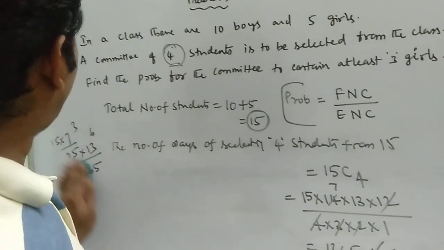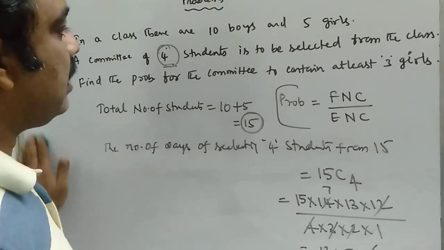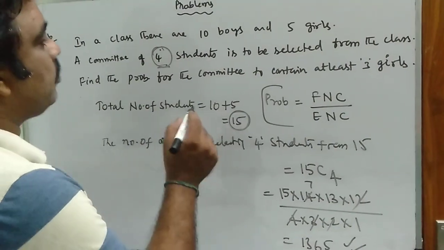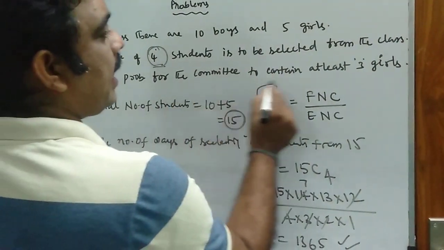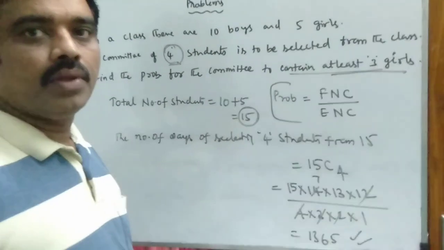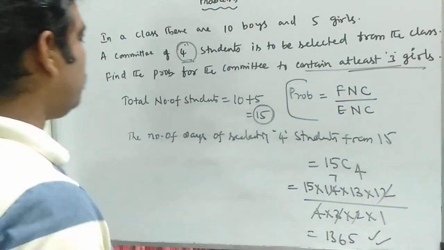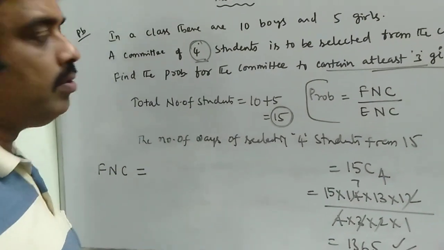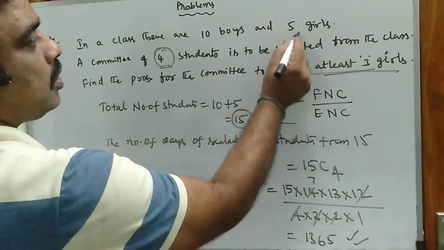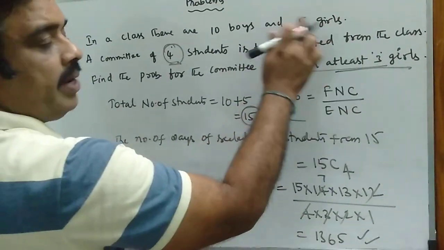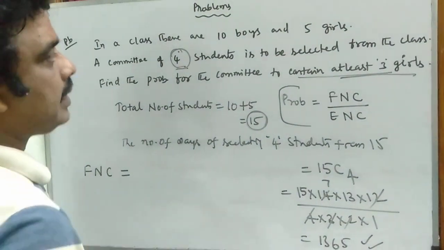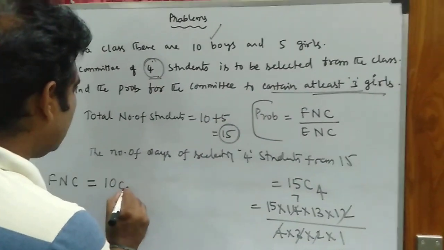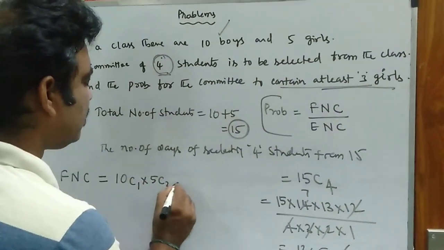Now we have to calculate the numerator part, that is the favorable number of cases. So what is the favorable number of cases? The committee must contain at least 3 girls, minimum 3 girls. There should be minimum 3 girls. That means the favorable number of cases: out of 5, 3 girls can be selected in 5C3 ways and one has to come from 10 boys. That means the first case is 10C1 into 5C3.